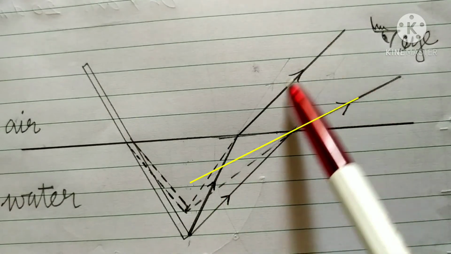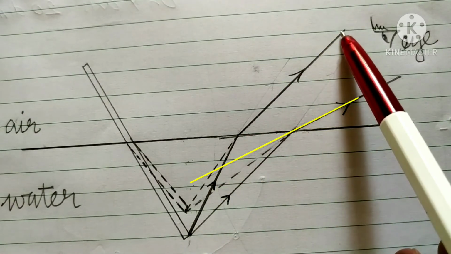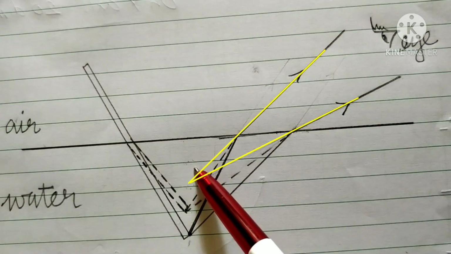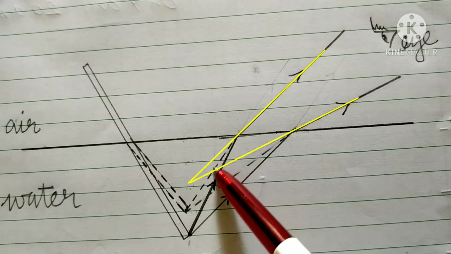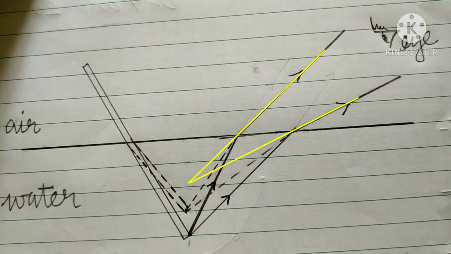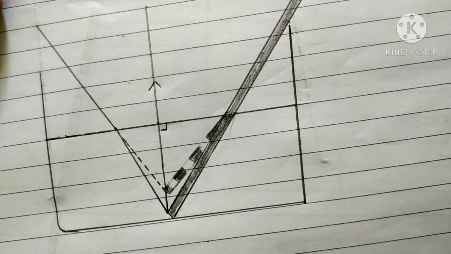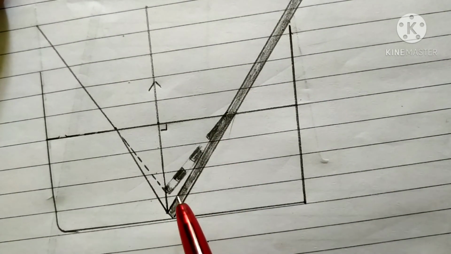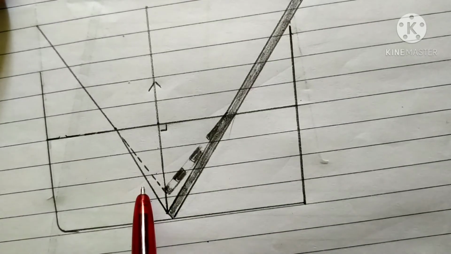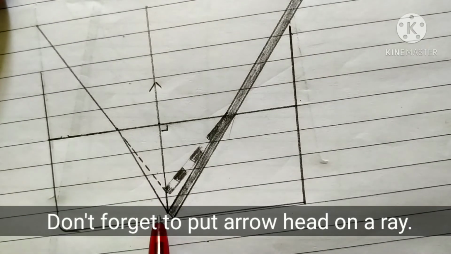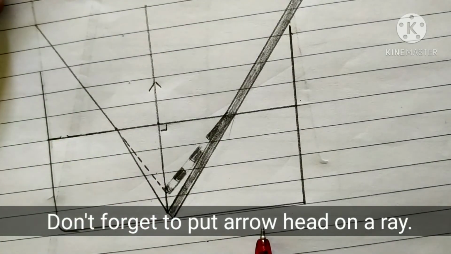See, same error here also. This broken line must be an extension of this refracted ray, but the child has bent it here. So that is the error here. Well, what about this? Here I think all is right, but I think you identified. The child forgot to put arrow marks for this incident ray and the refracted ray. So there is a chance of penalty. Now let us go for another one.